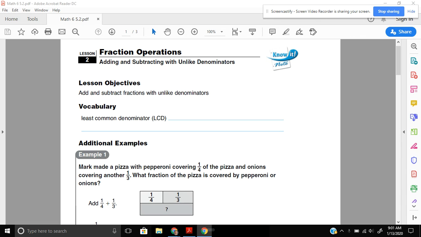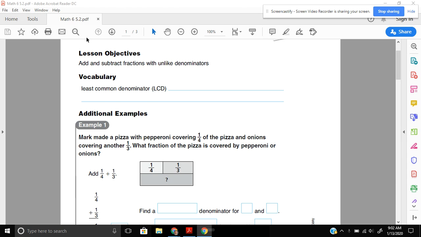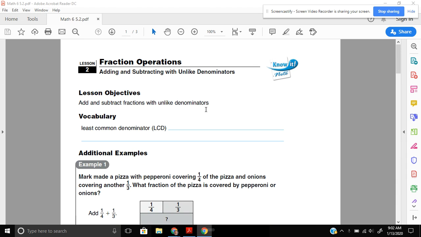Hello, sixth graders, and welcome to 5.2 here. And today we'll be discussing how to add and subtract fractions that have unlike denominators, so denominators that are not the same. And we're going to build from last lesson of least common multiple and show you how that works with adding and subtracting fractions.